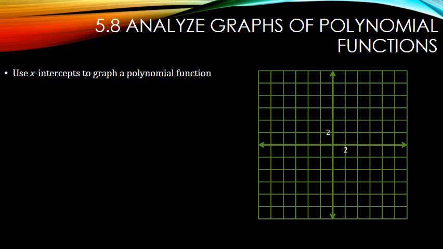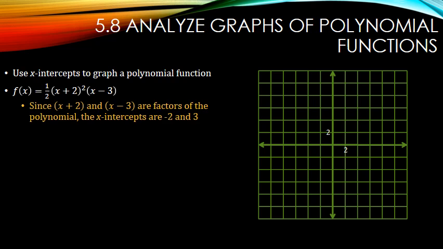Use x-intercepts to graph a polynomial function. So here's a function. It's been factored already. We didn't do the factoring. That's the way it came. Since the x plus 2 and the x minus 3 are factors of the polynomial, then the x-intercepts are -2 and +3. So I could put those on my graph. There's the -2, +3. Notice on my graph I am counting by 2's.